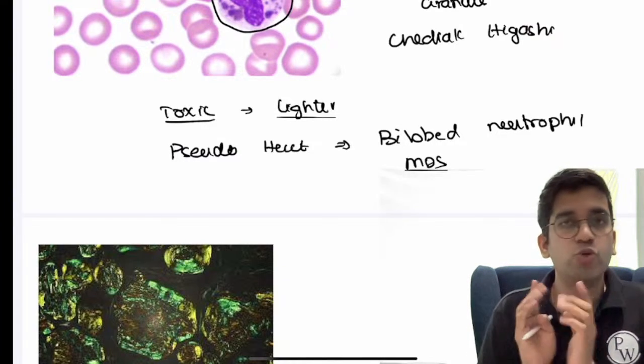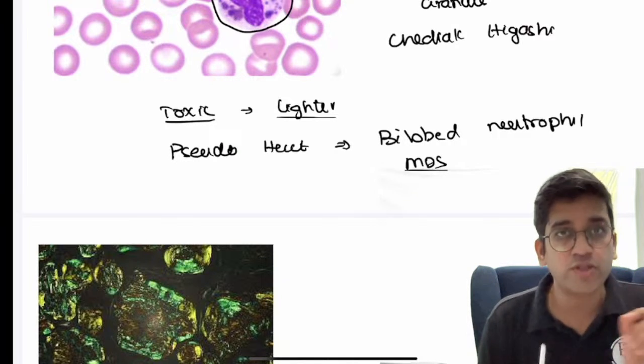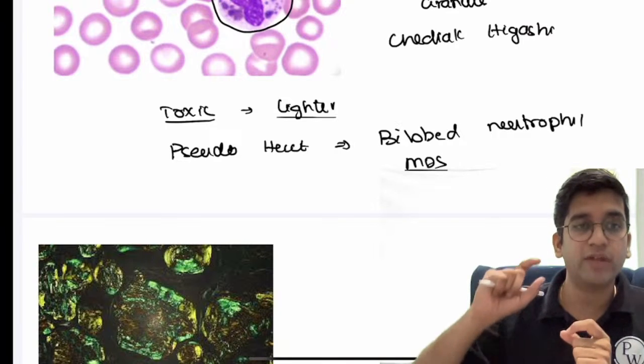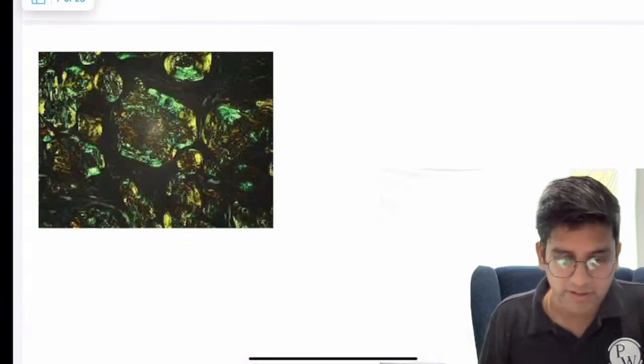Please do remember, pseudo-Pelger-Huet cells or Pelger-Huet anomaly will not have thick granules. It will have very light granules. Toxic granulation will be a little bit lighter. If you have a history of immunodeficiency with very coarse granules, think of Chediak-Higashi syndrome, right? Perfect. Spotter.